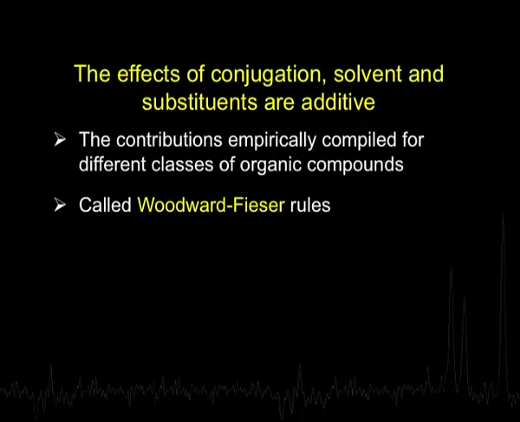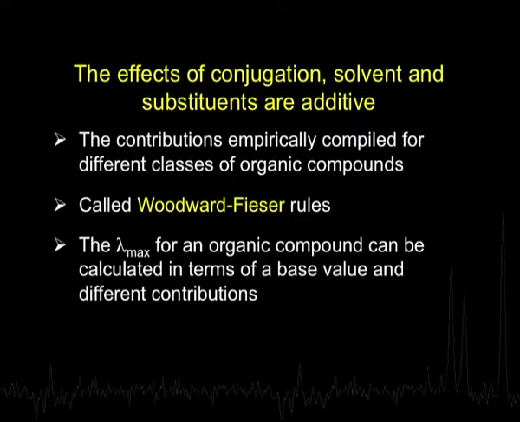What we do is take different classes of compounds. For each class of compound, we see what the basic chromophore is, what the lambda max is for that, and then what the different contributors are which affect this lambda max and what their effects are. All this can be empirically compiled. Basically, you take the spectra of a wide variety of molecules and try to find correlations between them, and then these tables can be used to predict the lambda max for a given organic compound in terms of all these factors.